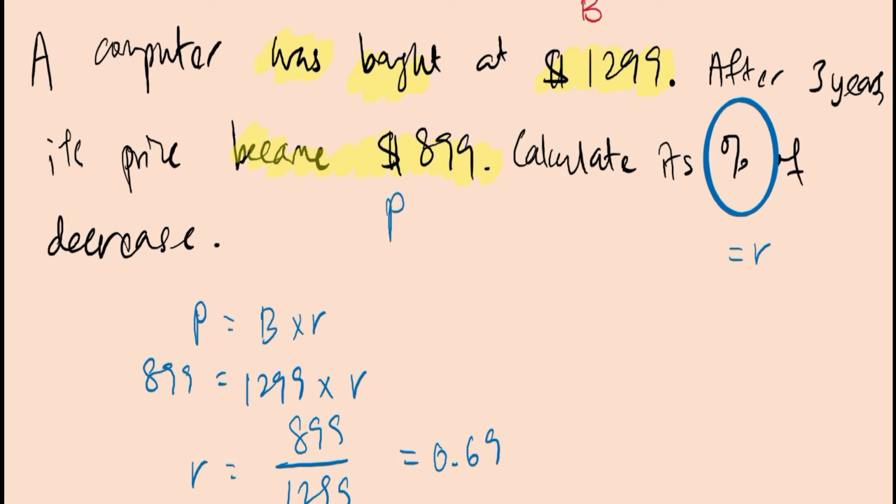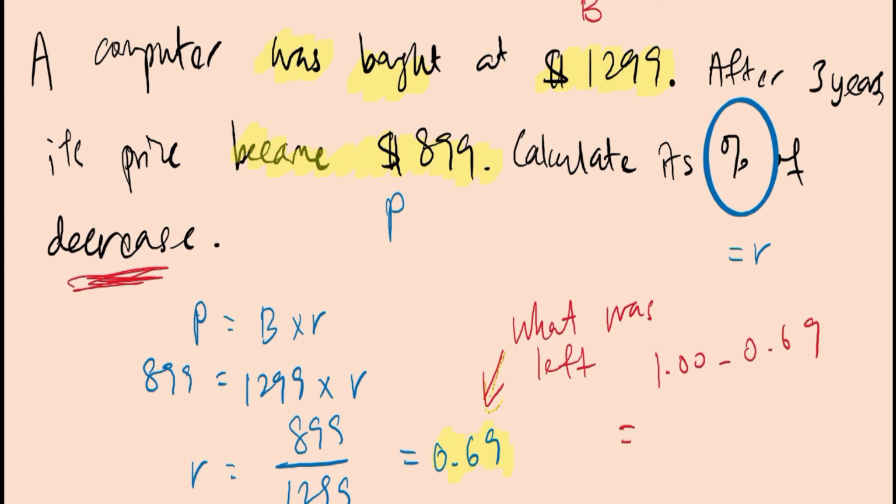But remember that the 0.69 or the R in the P equals to B times R formula actually is given as a percentage of what is left. But the question asks for the percentage of decrease, okay? So you have to find the percentage that causes the decrease or causes the changes. Therefore, you need to take 1 minus 0.69, giving you 0.31 or equivalent to 31%.